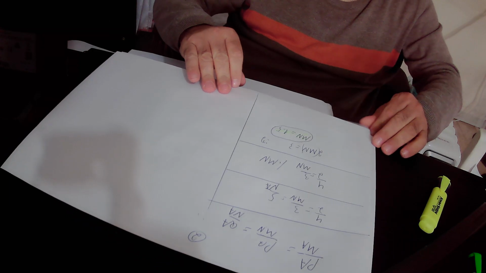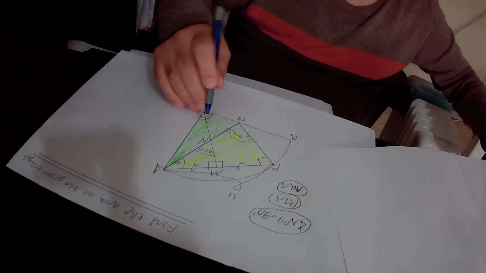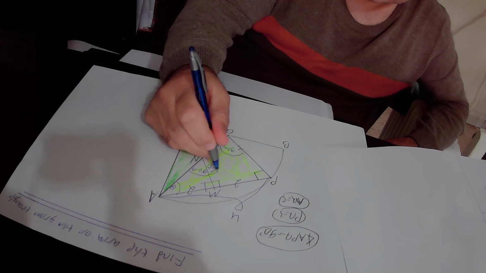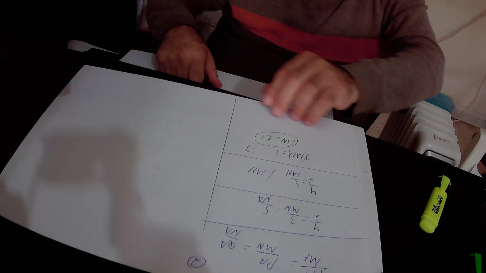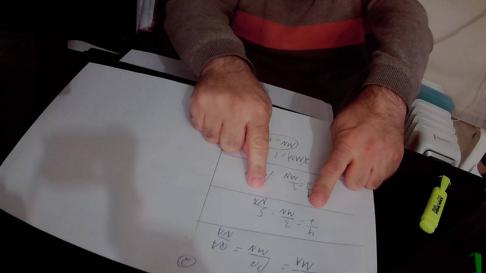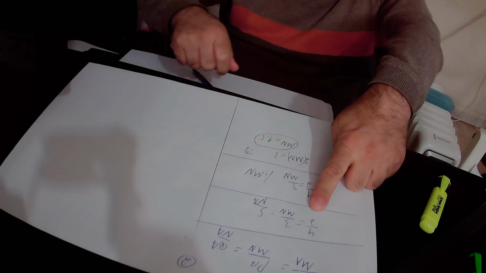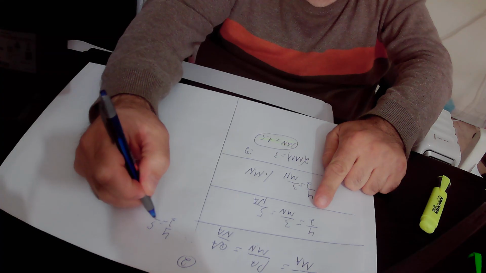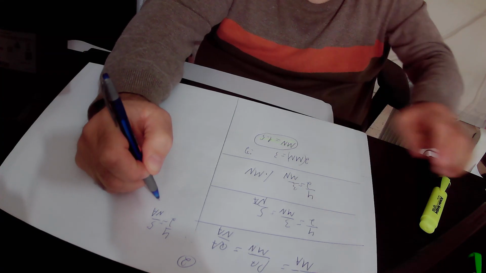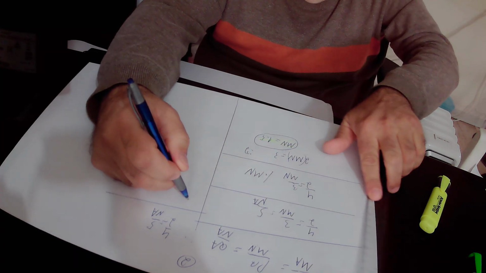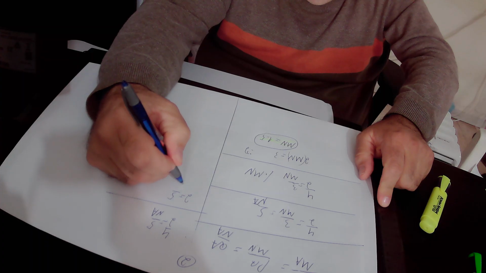This line segment Mn equals 1.5 units. And from the same equation, we will conclude that 4 over 2 equals 5 over NA. 4 over 2 is 2, so 2 equals 5 over NA.